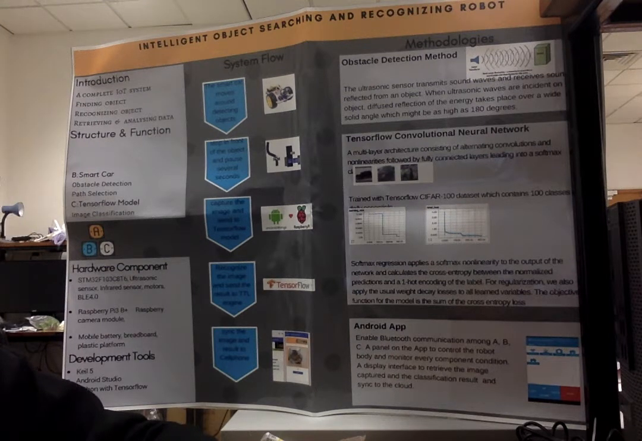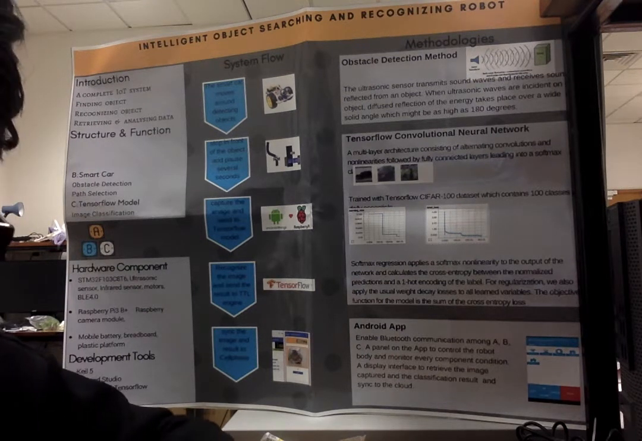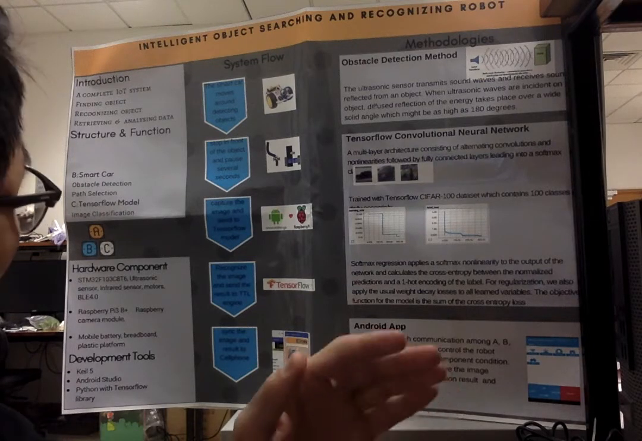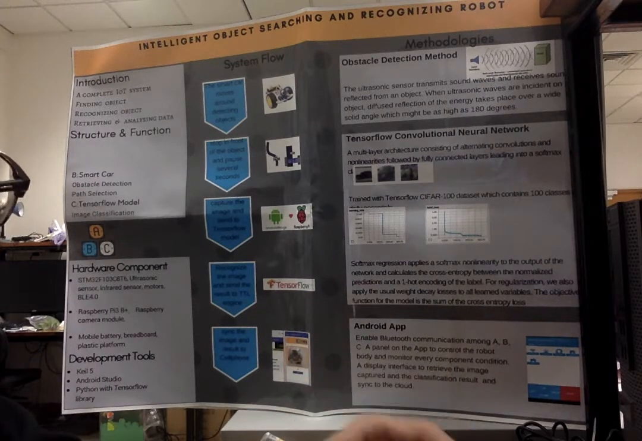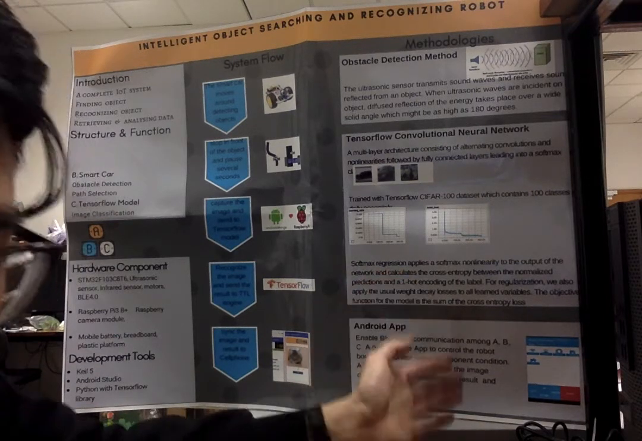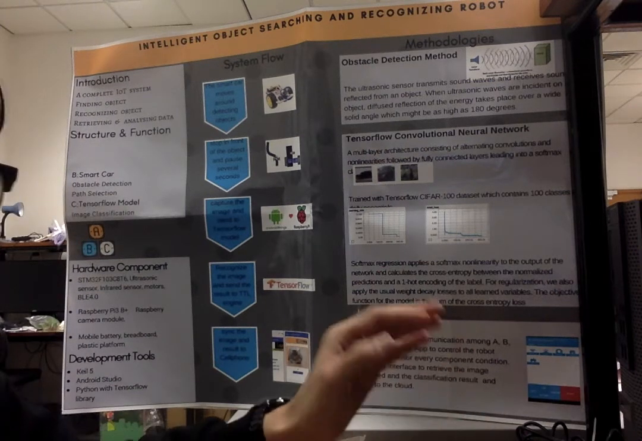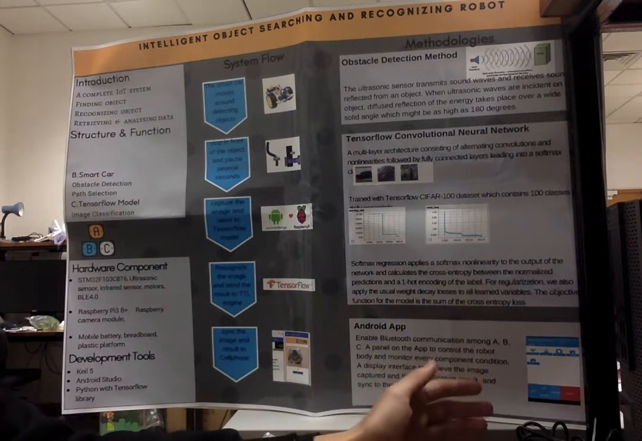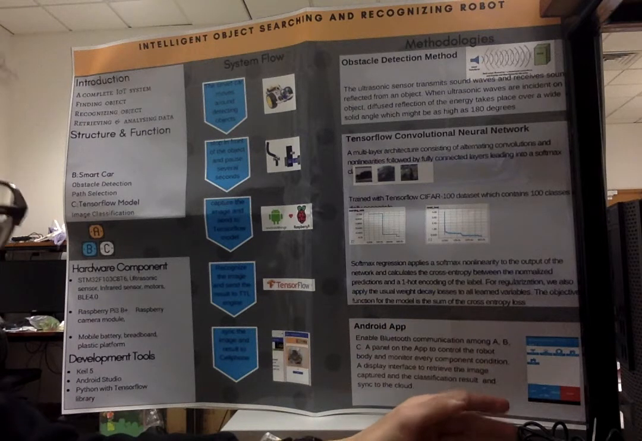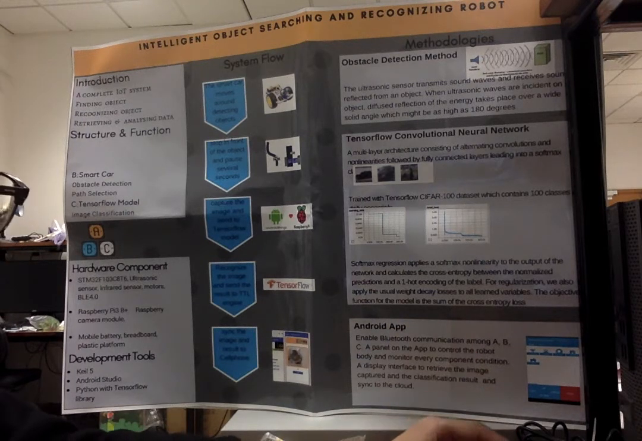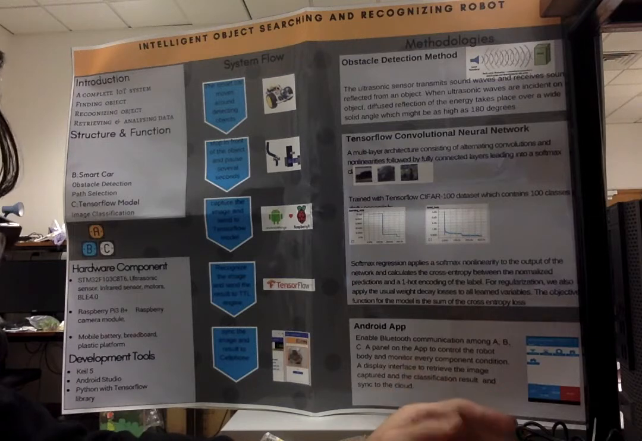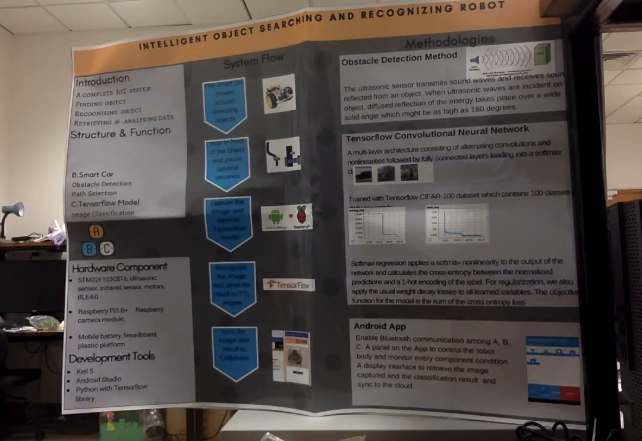Its main functions are finding objects, recognizing objects, retrieving and analyzing data. It consists of three main parts. Part A, an Android app for centralized control and management. Part B, a smart car for object detection and path selection. And Part C, a TensorFlow image classification model to classify the image.